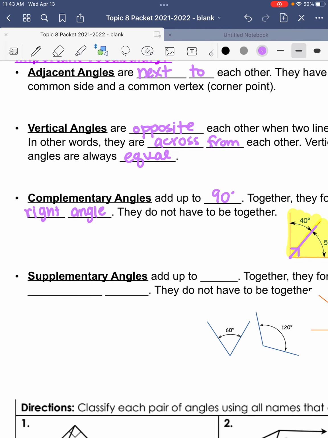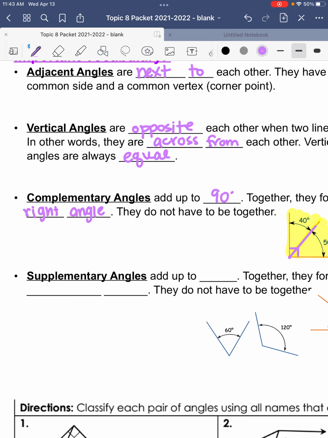Okay. Last vocab term, supplementary angles. Supplementary angles add up to 180 degrees. Together they form a straight angle, which just looks like a straight line. They do not have to be together. In other words, they don't have to be adjacent.